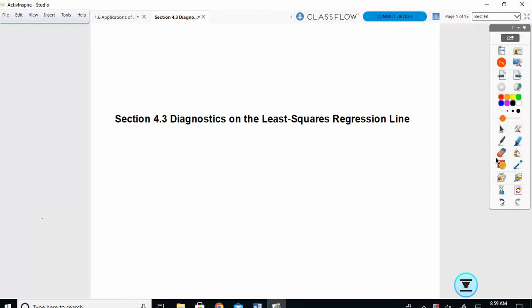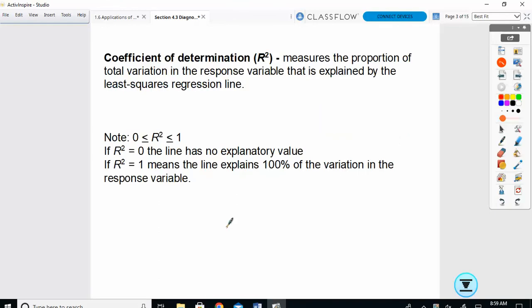Today we're looking at some other things that we can tell from that line. So the first thing is the coefficient of determination. It's r squared. If you look on your formula sheet in chapter 4, this is right under residual. So this capital R squared, it tells us the proportion of variation in the response that's explained by the regression line.